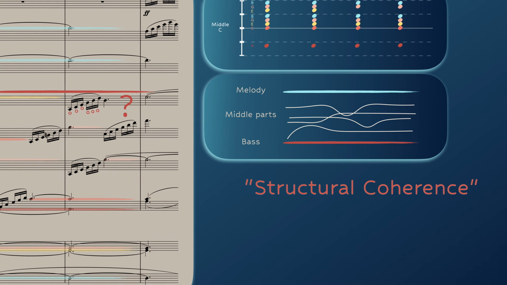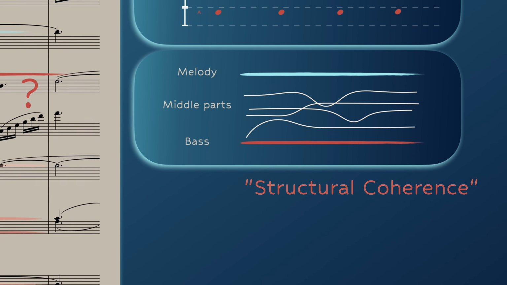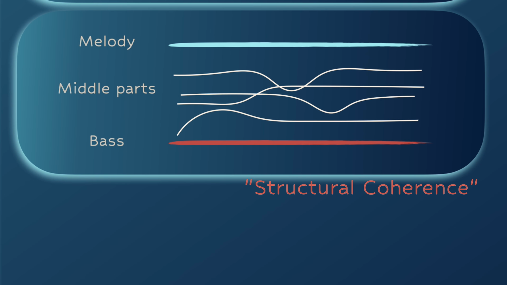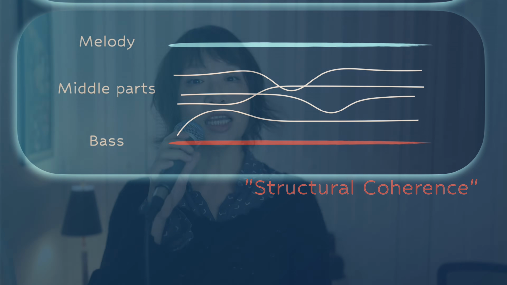Once the structure is decided and the roles are defined, you only need to ask, which role does this instrument belong to? After that, many choices are just automatic. Fewer decisions, less second guessing. Keep this in mind, structural coherence.